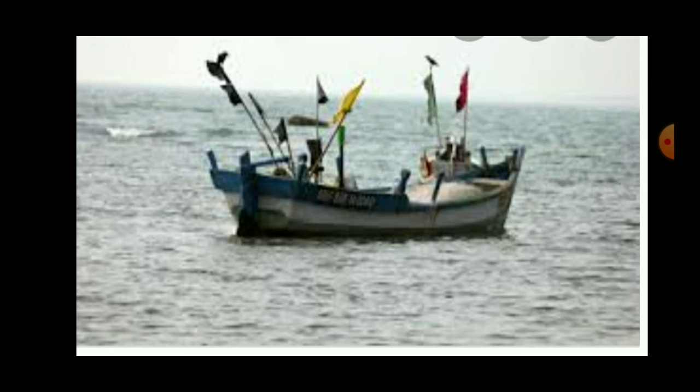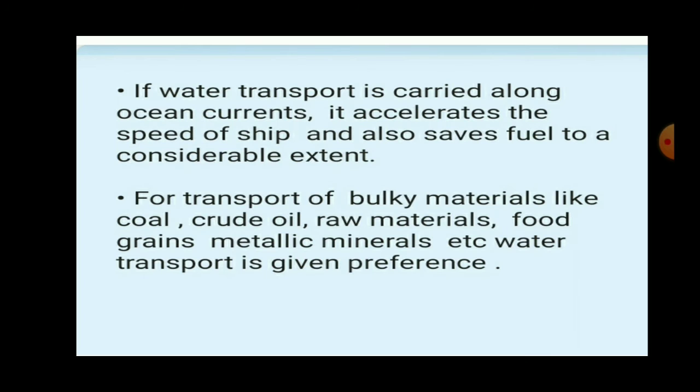Countries like Spain, Norway, Japan, which have a good coastline, have gained importance because they are very well developed in oceanic transport. As we already know, oceanic transport is the cheapest means of transport. Bulky things like coal, crude oil, raw material, food grains, metallic minerals, etc. are transported using oceanic waterways.